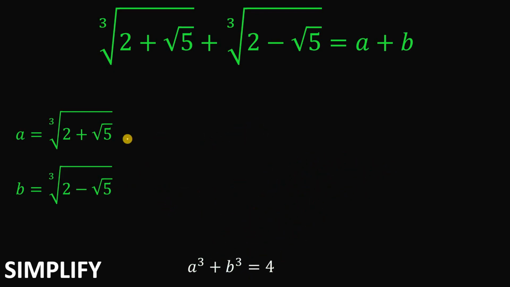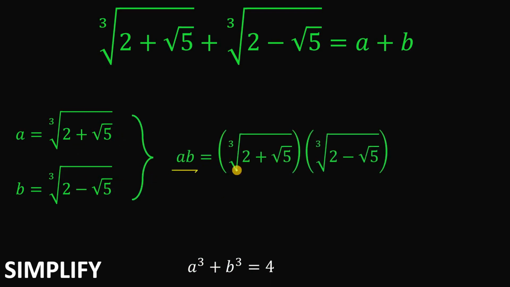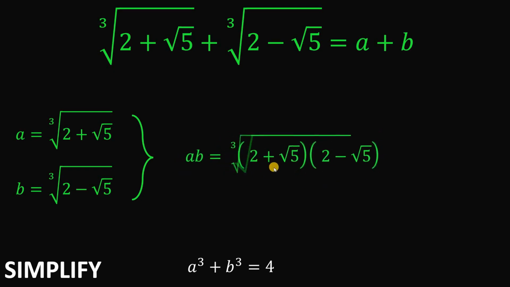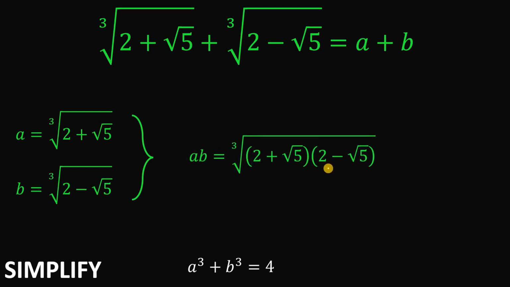Next, aside from adding, what will happen if we multiply these two equations? If we do that, we get ab equals cube root of 2 plus square root of 5 multiplied by cube root of 2 minus square root of 5. And if we multiply this, we get the cube root of 2 plus square root of 5 multiplied by 2 minus square root of 5.